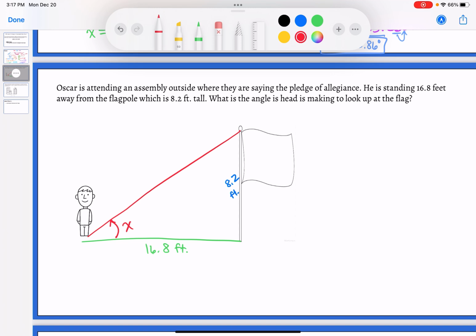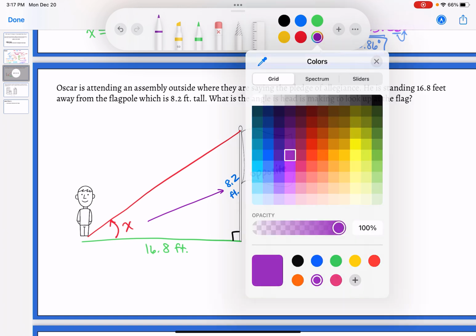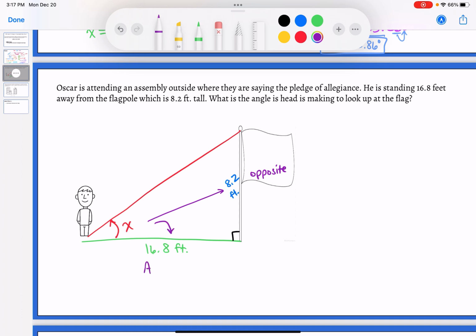Well, let's see. If my angle is what I'm trying to find, I have the side across from this angle, so this would be opposite. And I'm hoping that my flagpole is standing straight up and down, which all flagpoles are, or it's unpatriotic, right? And so there's my right angle. So I don't have the hypotenuse, but I do have this opposite side, and I have the adjacent side, right? So I'm going to be using tangent. So the tangent of x equals opposite, 8.2, over adjacent, 16.8.